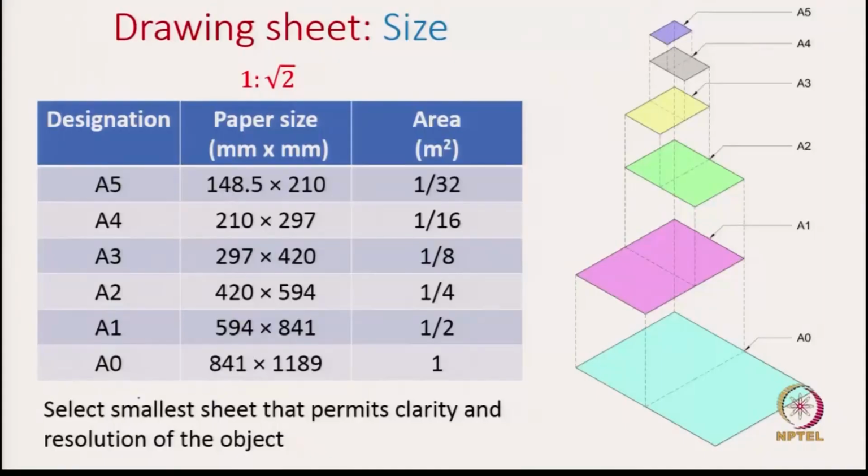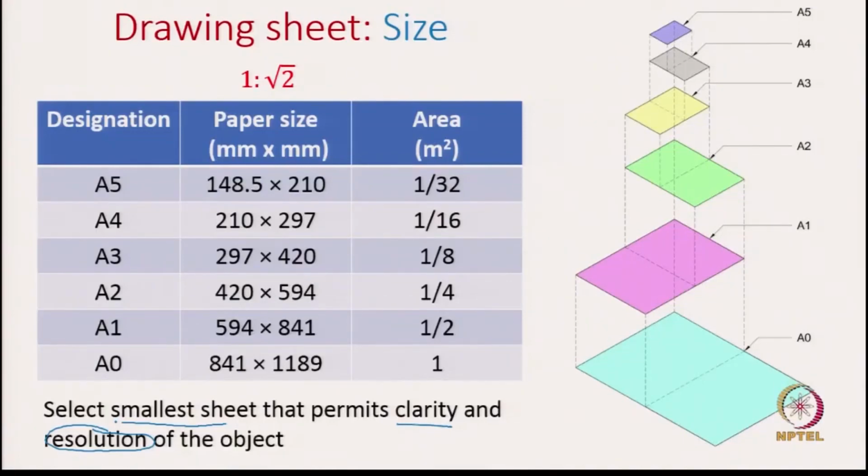You might have a question: if we have too many options to pick from, which drawing sheet should you choose? A guideline is that you should pick the smallest sheet that permits clarity and resolution. The keywords here are clarity and resolution. The point is not to minimize the area, but to focus on clarity. Am I able to show all the features of my object in a particular drawing, and is the resolution of these features good enough so that one can understand by reading the drawing?